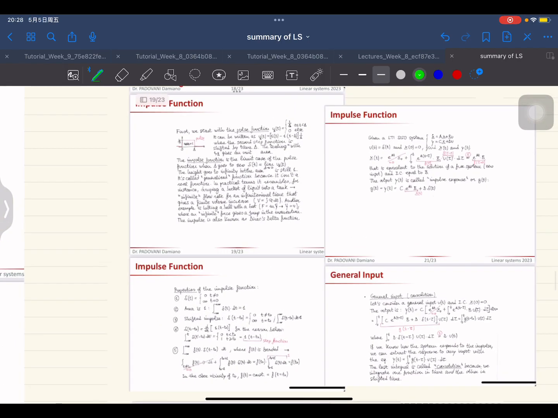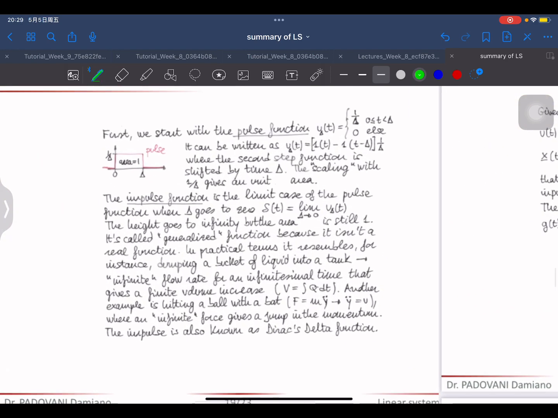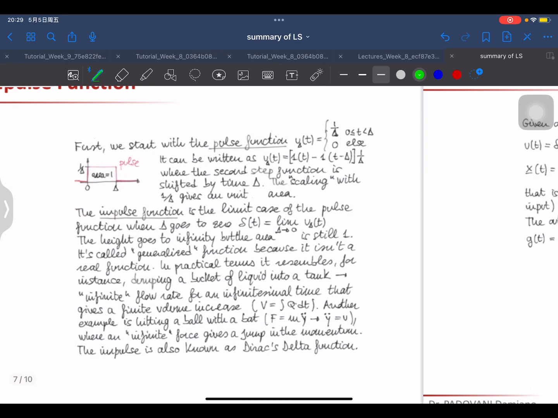Let's see another topic. It is about the impulse function. First, we start with the pulse function u(t) equal 1 over delta and 0 else. For this function, you can draw the picture something like this. It can be written as u(t) equal 1(t) minus this one, where the second step function is shifted by time delta. The scaling with 1 over delta gives unit area.